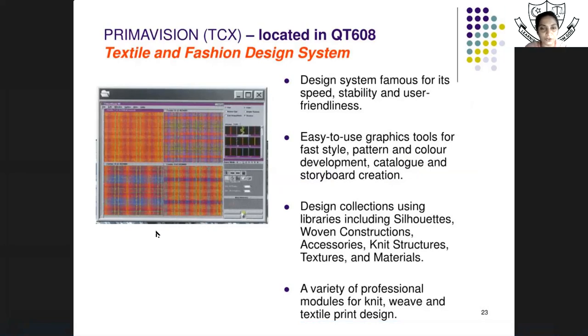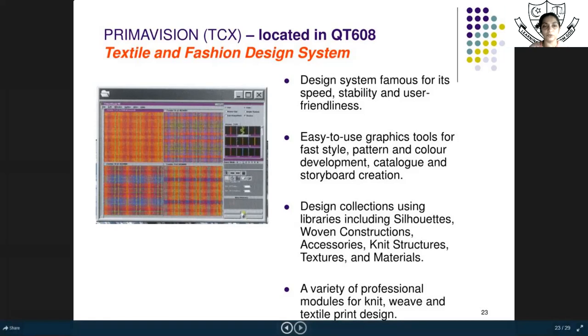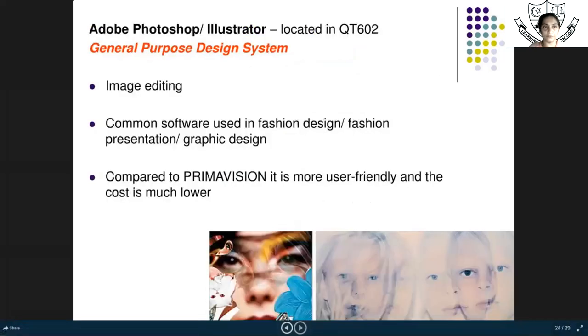Design collections using libraries including syllables, woven construction, accessories, knit structures, textures, and materials. This also has a small video which I will show you, to show what I mean by applying textures and different materials on your product. A variety of professional modules of knit, weave, and textile print design are already available. You can use them as the motifs.